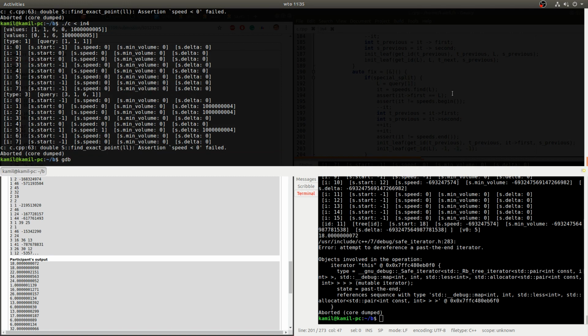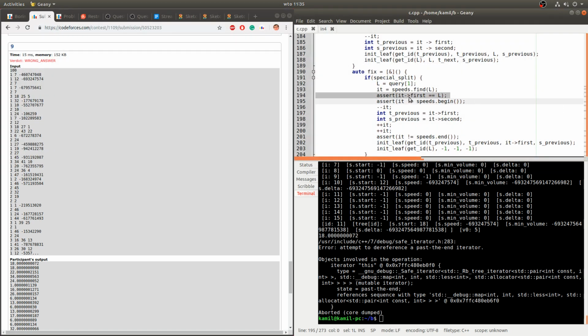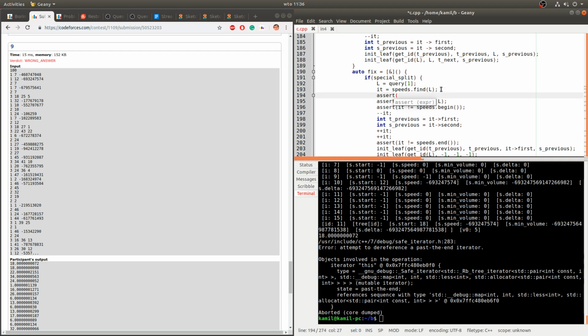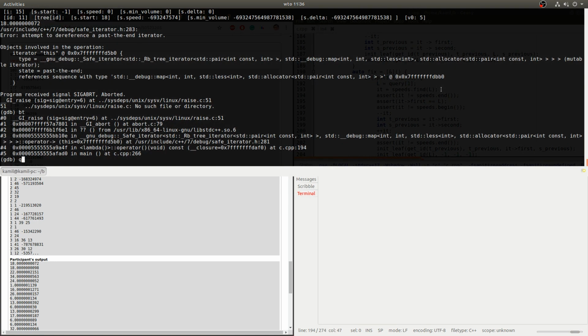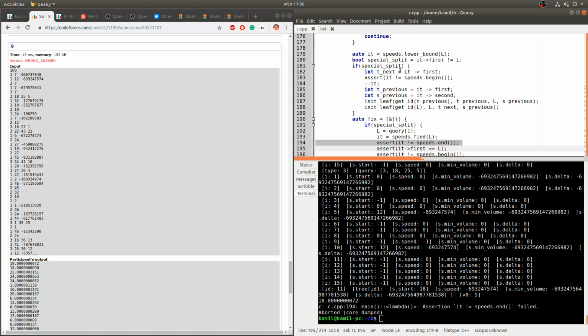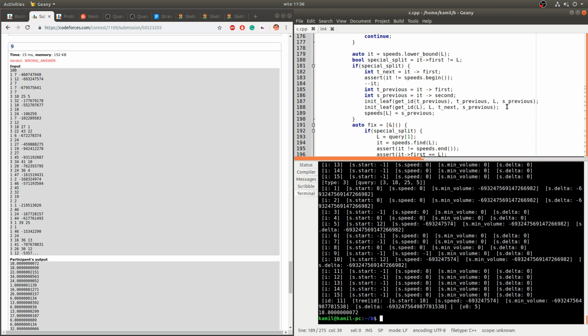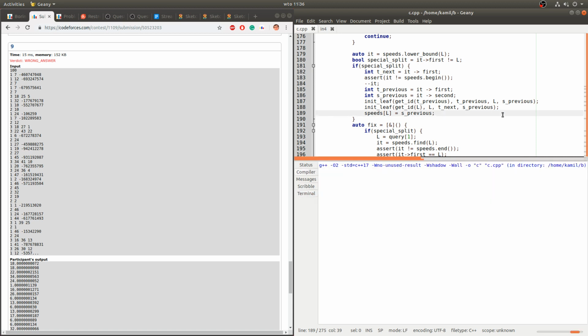Again, let's use GDB. This line, it first, so assert, strange, it different than speeds end. Okay, this assert fails. Special split: if special split happened, then I don't add to speeds here. Speeds of L is as previous. Now, okay. So still something is wrong.